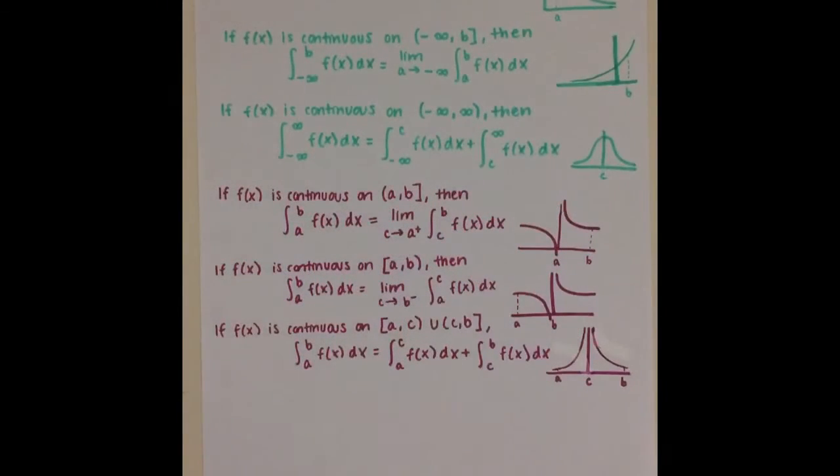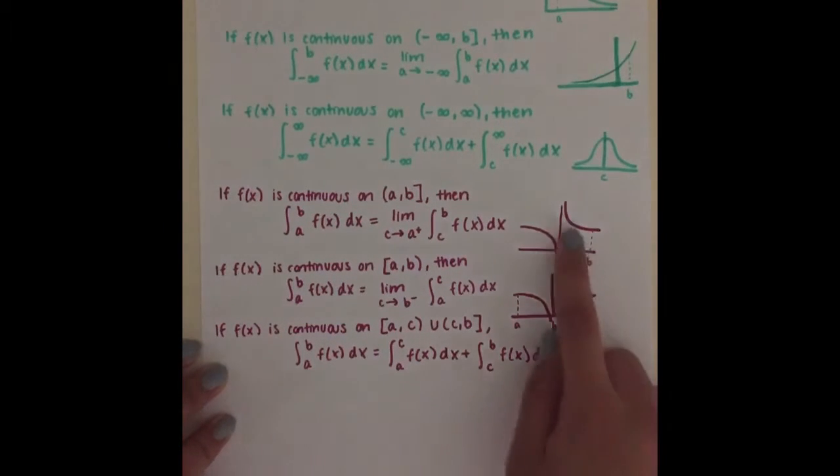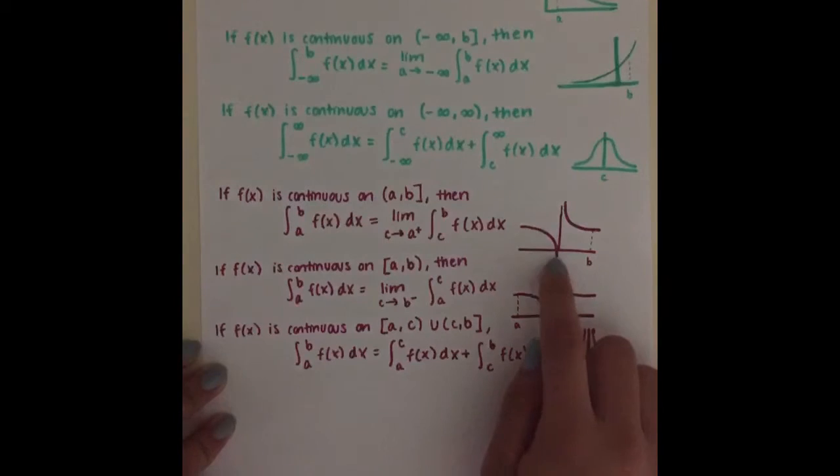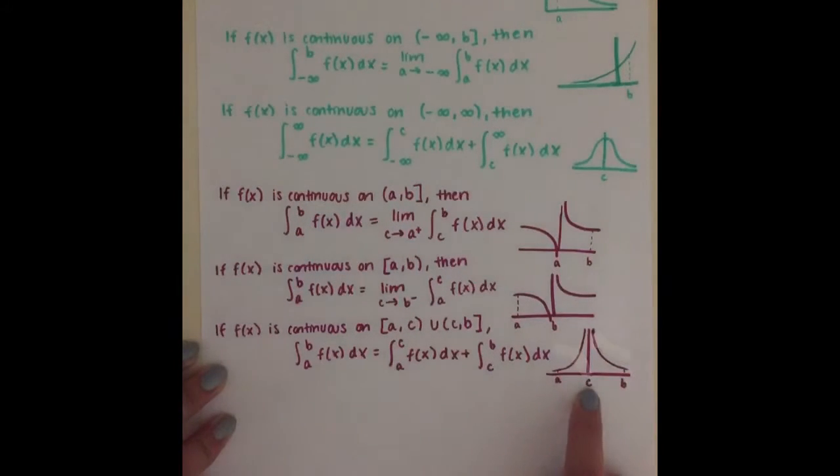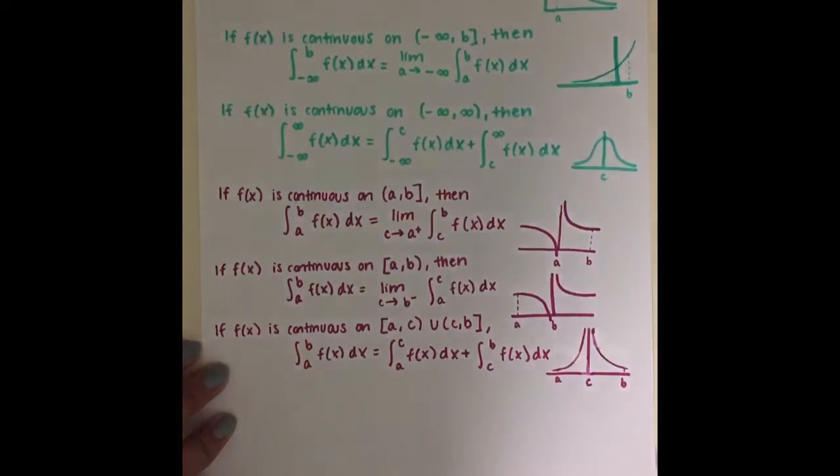The second case is shown in the magenta here, and it happens when there's an infinite discontinuity. As you can see in these graphs, there are discontinuities at A, B, and C. So there are 3 conditions for this rule as well.